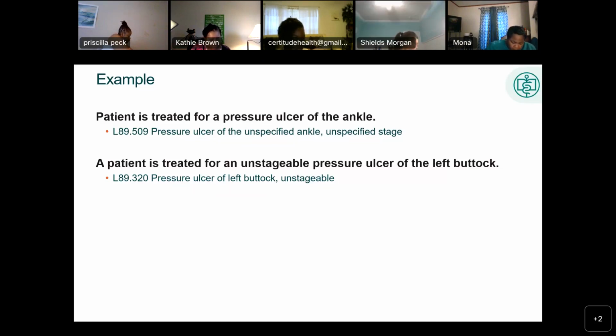We know the code based off the PowerPoint slide is L89.509. So we see that we have the start of the code right there. We have ankle with L89.5 and the check mark. Everybody see that on page 350? Yes. Cool. So now you would have to go to the tabular list, L89.5.